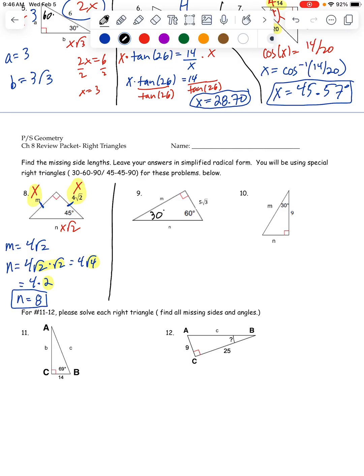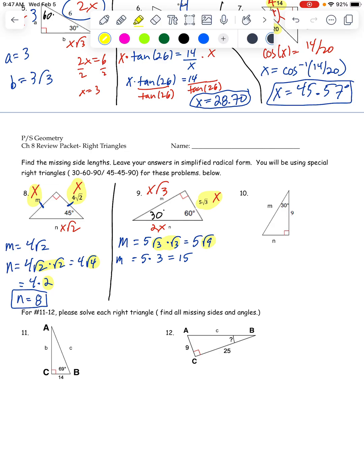Similar idea here in number 9. Okay, in a 30, 60, 90, I have x root 3, and 2x. My m is x root 3. Well, the x in this problem is 5 root 3. So similar idea, I do 5 root 3 times root 3, which is 5 times the square root of 9, which is 5 times 3, which is 15.